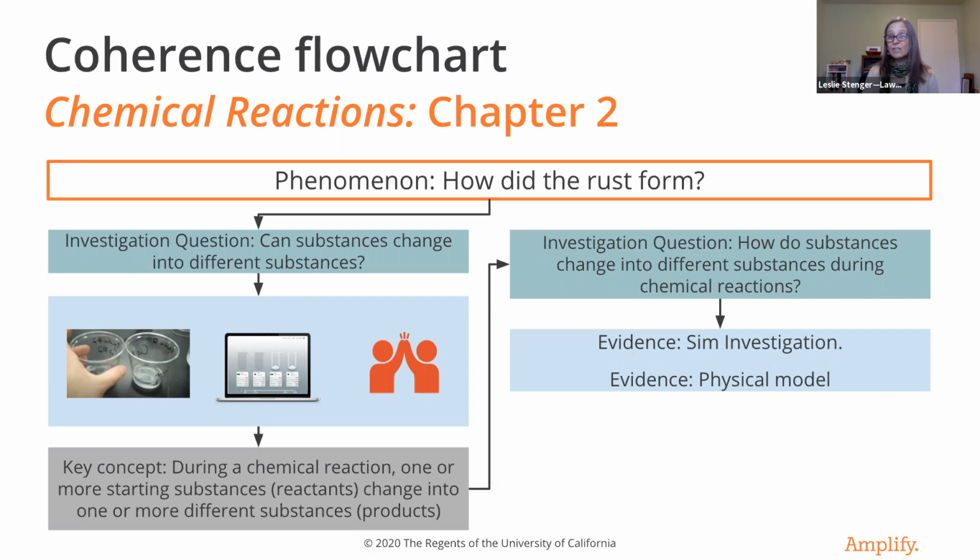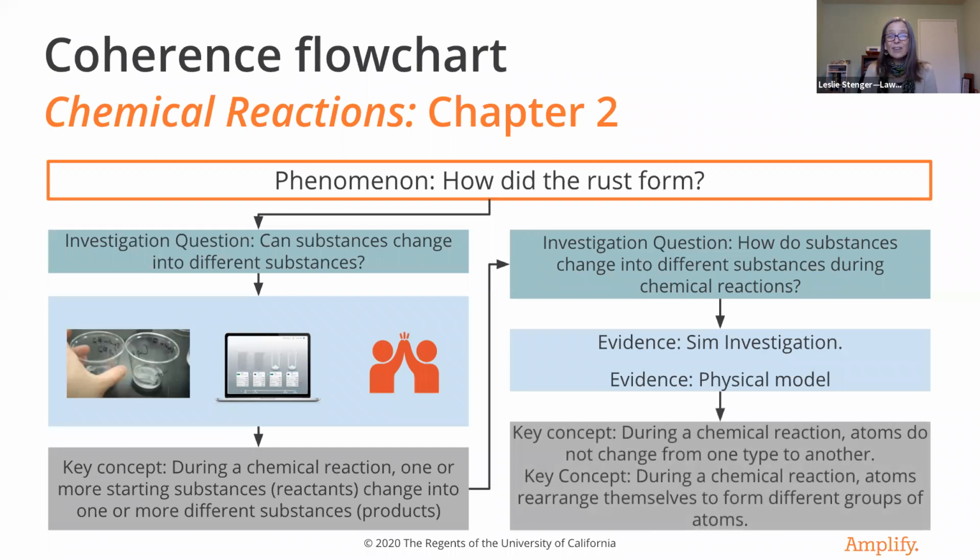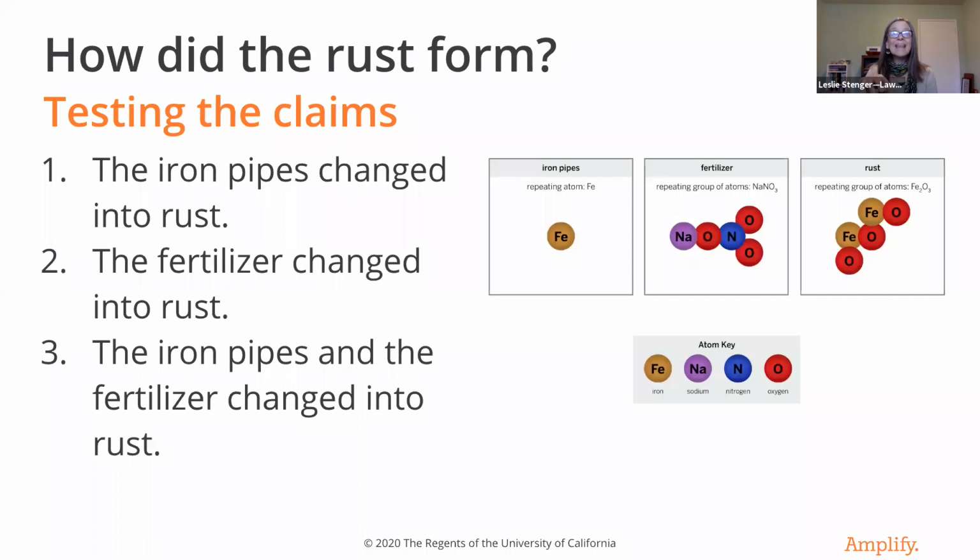And then they also work with physical models and have class discussions to figure out ideas about how substances change into different substances. So at this point, students have figured out some really important ideas: that atoms don't change from one type to another, and that in a chemical reaction, atoms rearrange themselves to form different groups of atoms. So they're starting to develop a causal understanding, and they can use what they figured out over the investigations in the chapter to create a model of the chemical reaction in the pipes. And so then they can use this model to help them evaluate the claims about where the rust came from, and use this as evidence to explain the phenomenon about how the rust formed.